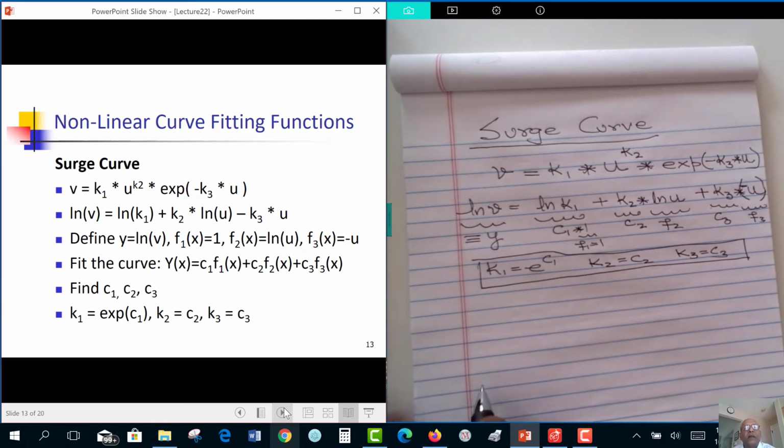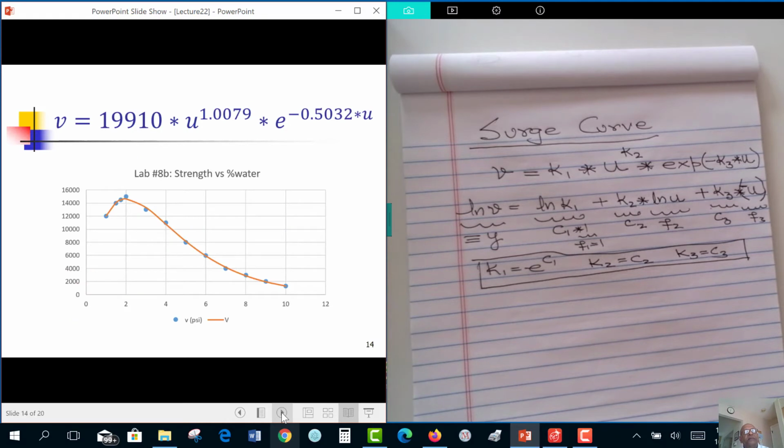Okay, so let's see an example. This is an example from one of your labs that you might do, similar to it. So we have concrete, and as you know, when you mix water into concrete, it strengthens, but you have to be careful. Too much water and it won't be strong enough. Too little water, it won't be strong enough. So we fit a curve like this. So here, our x-axis is percent water, which is U, and y-axis is strength, which is V.